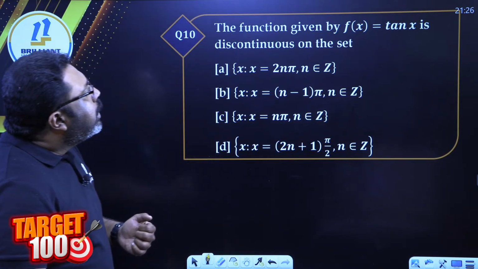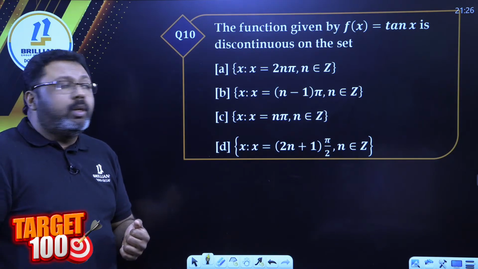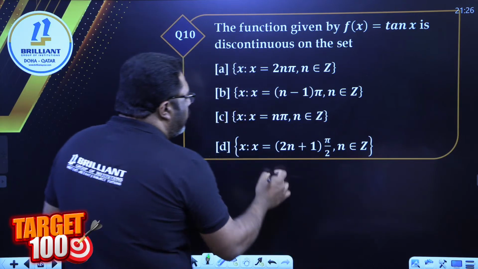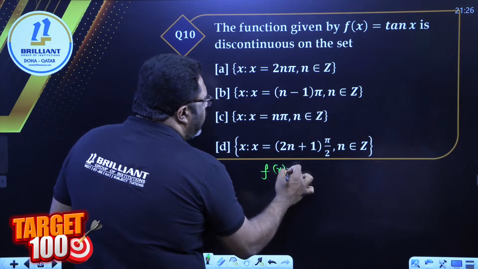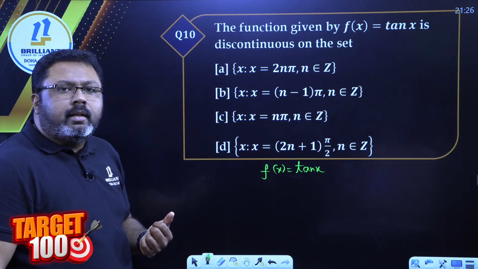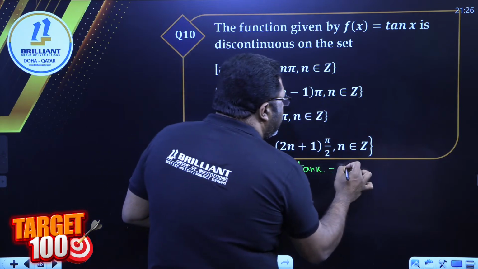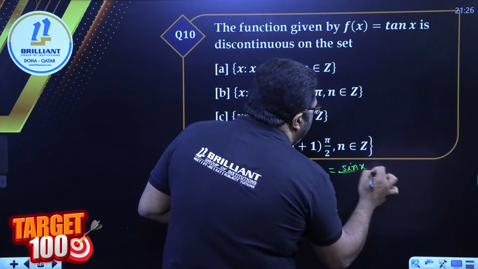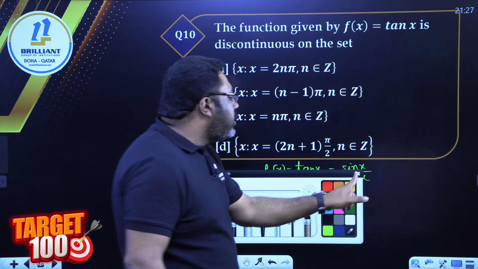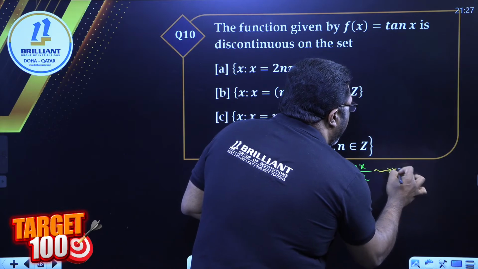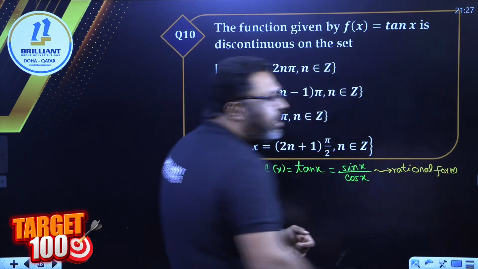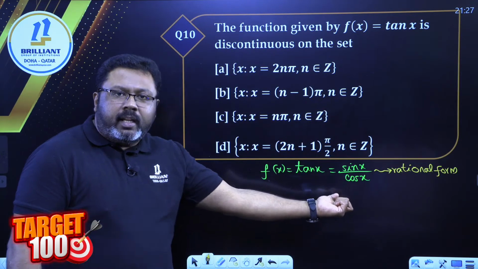The function given by f of x is equal to tan x is discontinuous. So, the function f of x is equal to tan x. But I prefer to write tan x in a rational form, which is sin x by cos x. I have written this in what form, dear students? I have written this in the rational form. And when it comes to a rational form, you always decide the continuity based on the denominator.